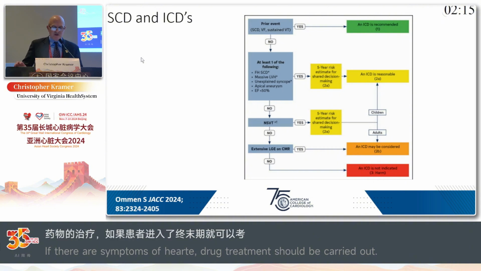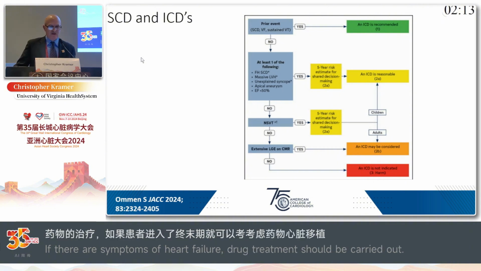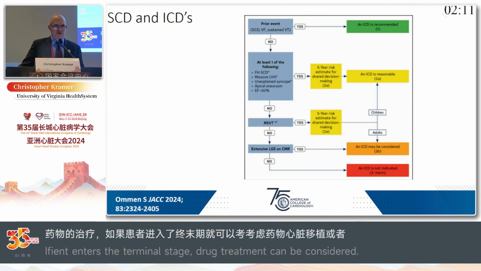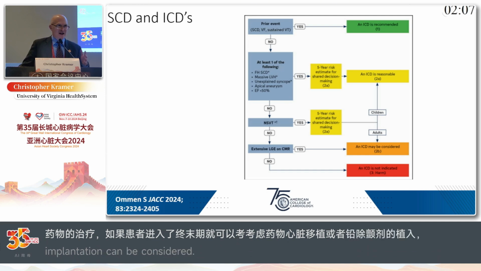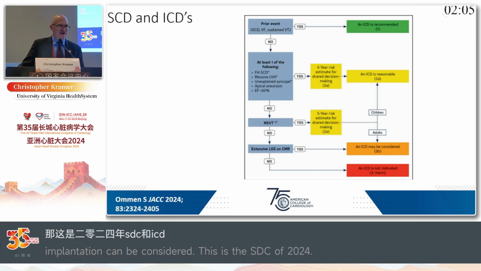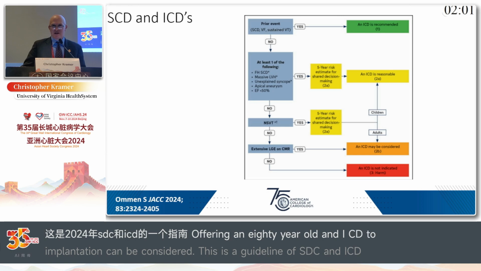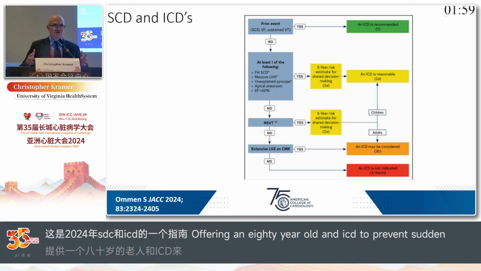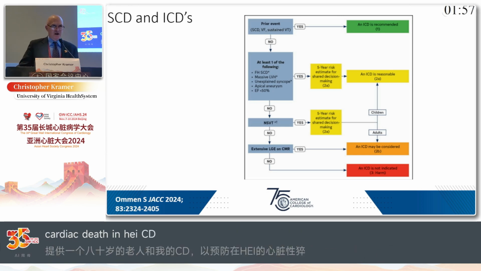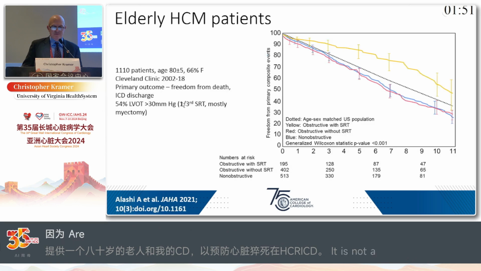So these are the latest 2024 guidelines for ICDs in HCM. I won't spend a lot of time on this because it's generally not as much an issue in the elderly, right? You're not going to be offering an 80-year-old an ICD to prevent sudden cardiac death in HCM. Generally, you're treating their symptoms. So ICDs are really more an issue in younger patients with HCM.